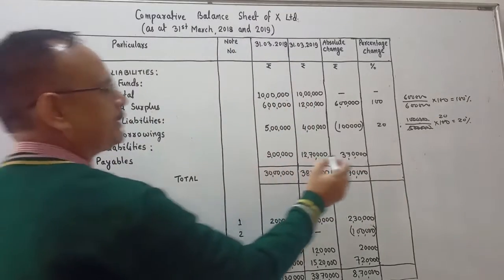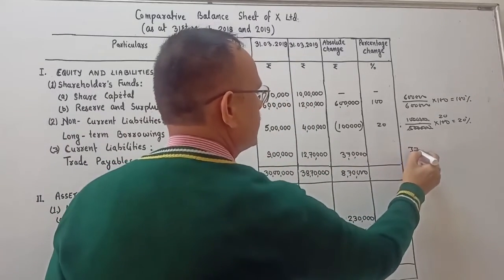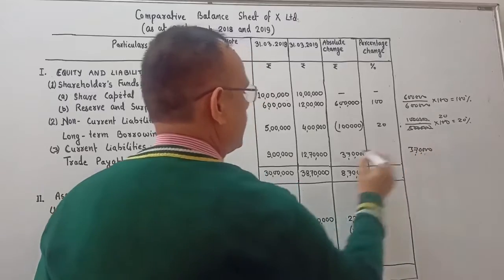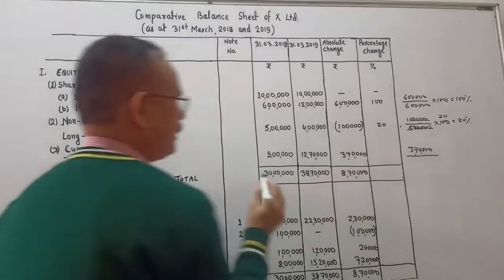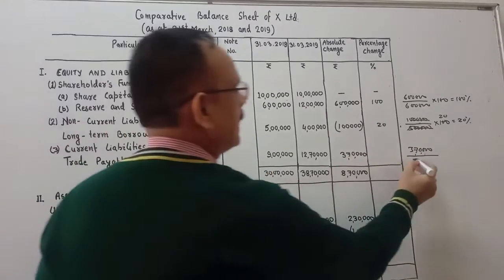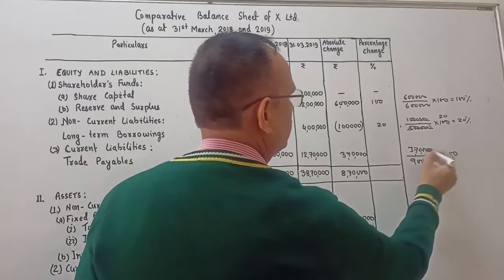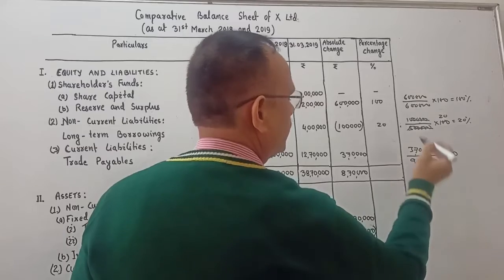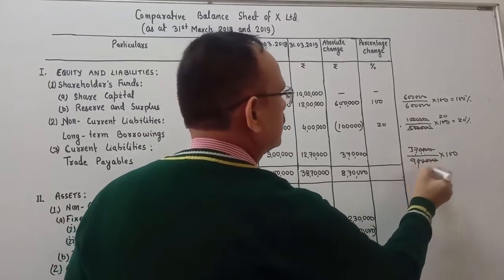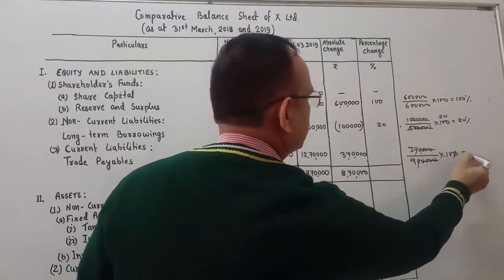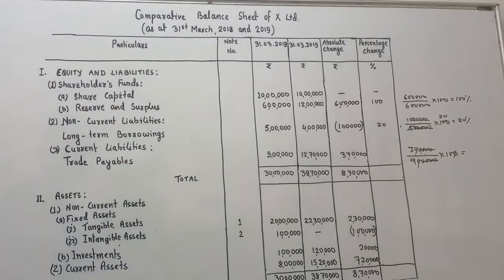Next you come to over here: 3,70,000 absolute change upon previous year figure 9 lakhs into 100. So we will find out the percentage. 37 upon 9 into 10, so it is 41.11.